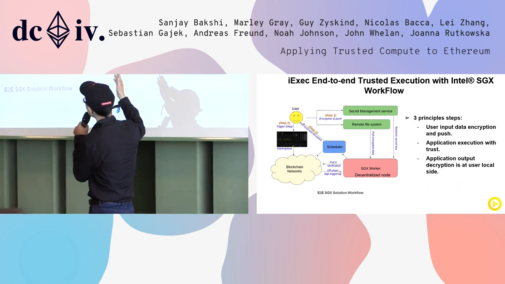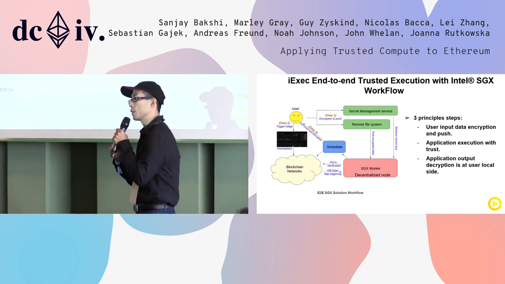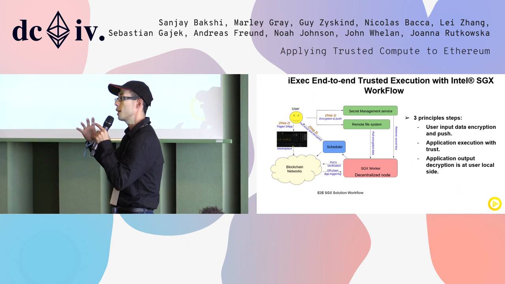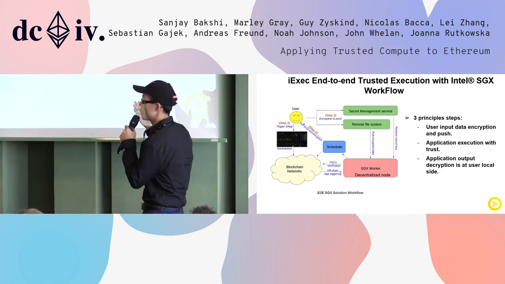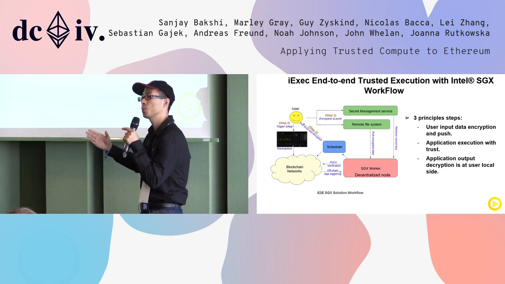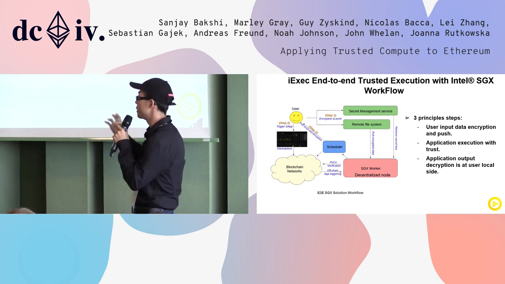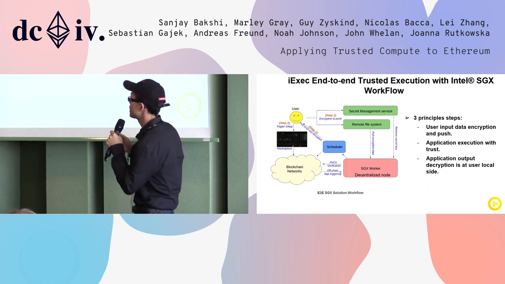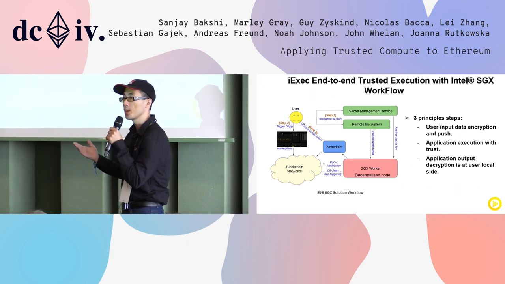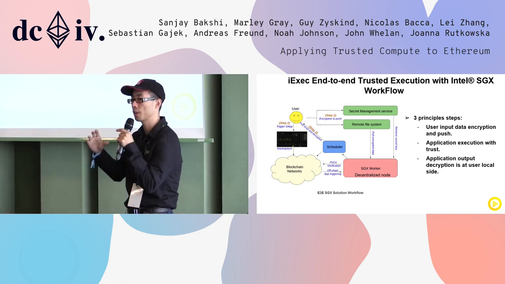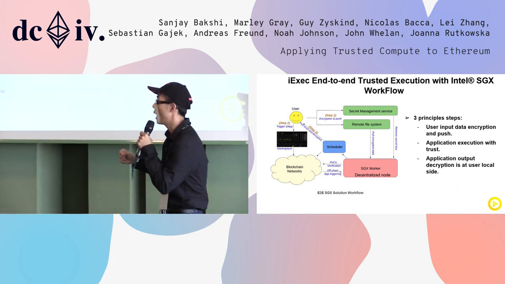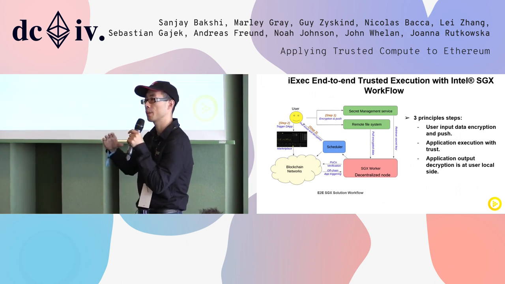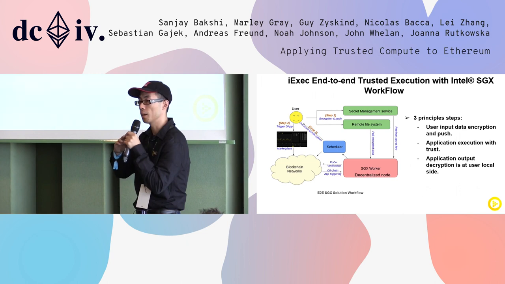And then the secret key allows it to decrypt the user input data inside this SGX enclave. And the decrypted data is used to feed the application execution. And when the application finishes running, the output is also encrypted inside this SGX enclave. And an execution attestation is also provided inside this SGX enclave. So step three, finally, the user can just download the application output, which is encrypted inside this SGX enclave.